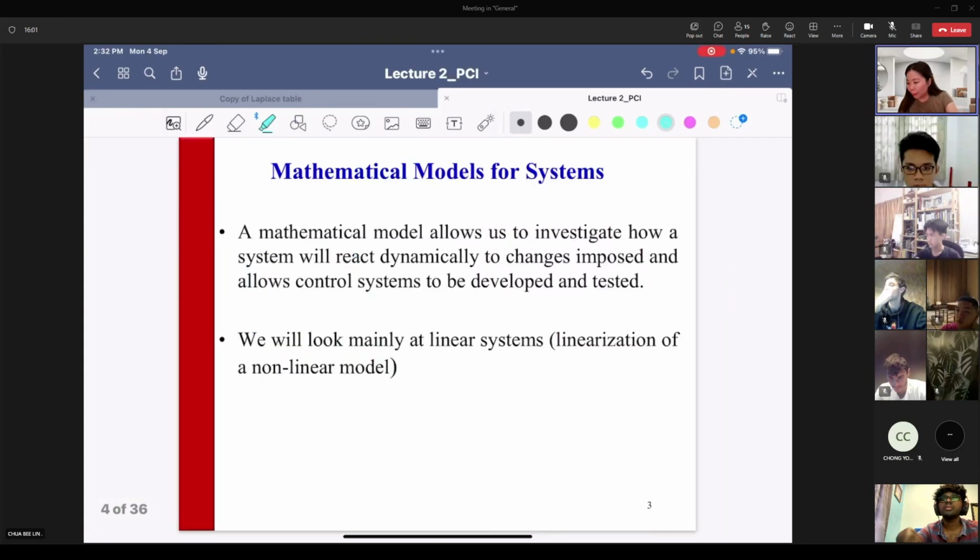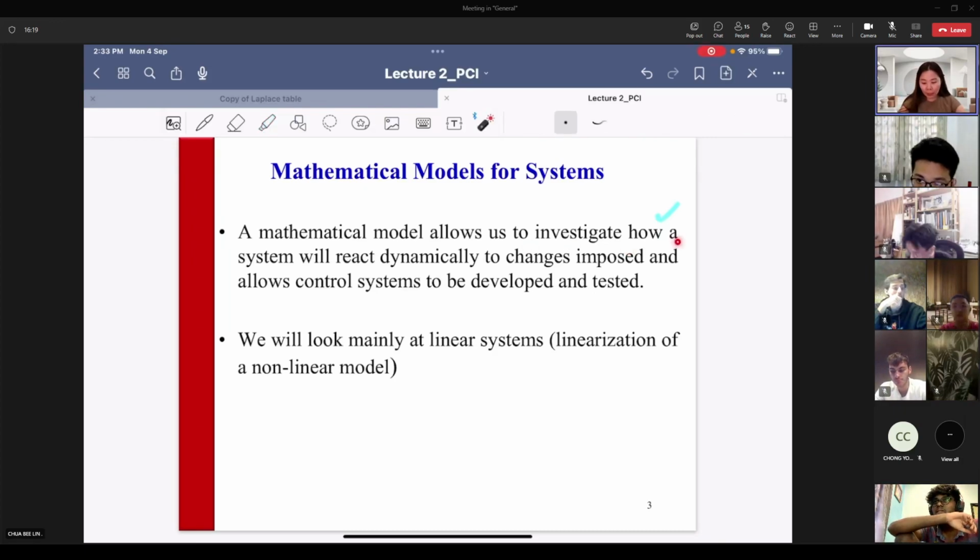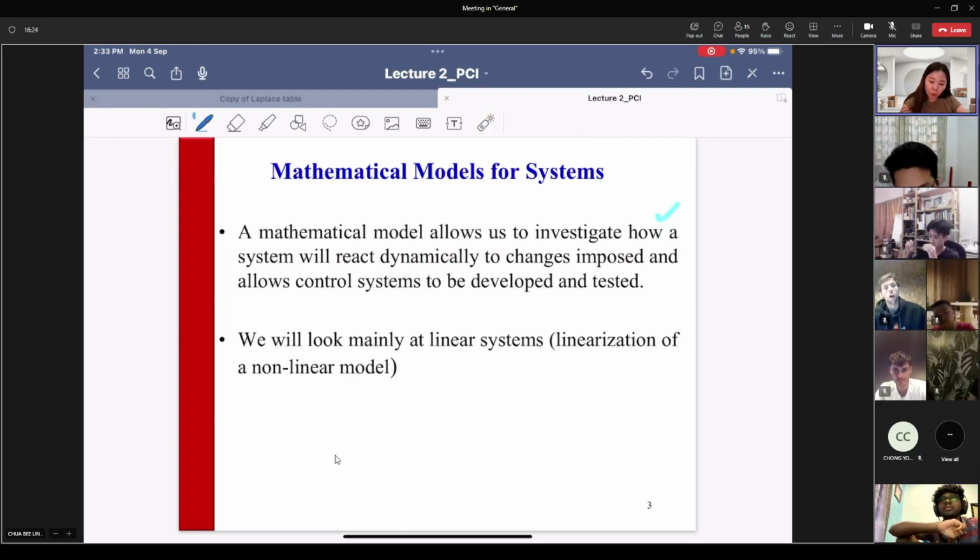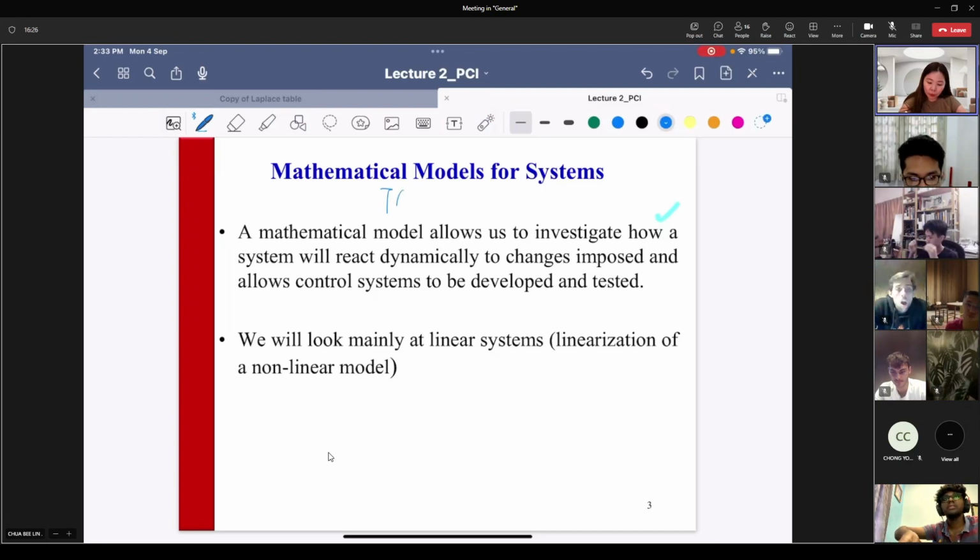Okay, so then, mathematical models for systems. This is the introduction. It is the same as week 1. Why do we need to derive the equation to represent the process? Because the model or the equation allows us to investigate how a system will react dynamically. For example, you want to study the variable of temperature versus time. This is the dynamic model. The value of the temperature will not be constant. It will change according to time.